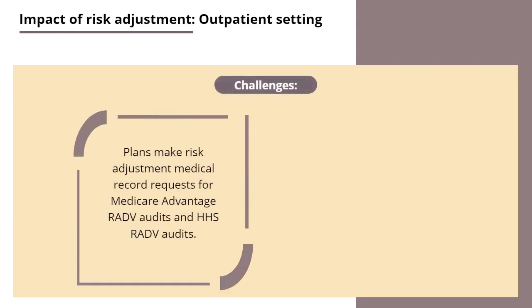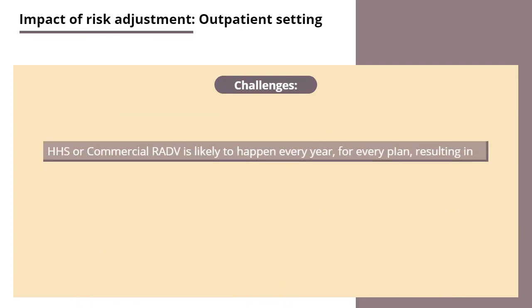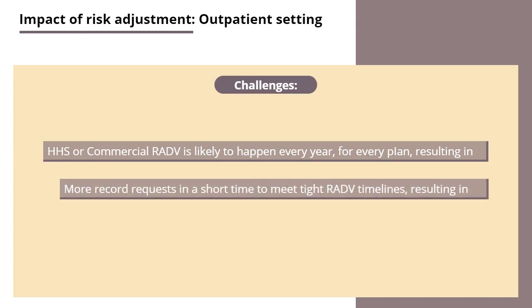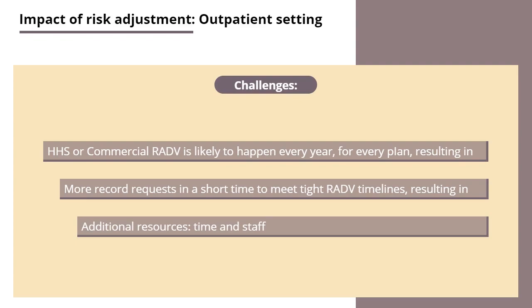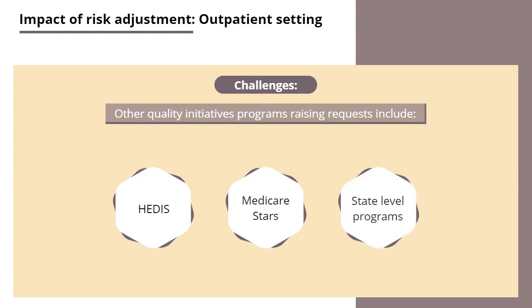Plans make risk adjustment medical record requests for Medicare Advantage RADV audits and HHS RADV audits. The Medicare Advantage RADV audits are carried out on a small number of randomly selected health plans, and the HHS or commercial RADV is likely to happen every year, for every plan. This will result in many more record requests in a short time to meet tight RADV timelines, which requires additional resources such as time and staff. Other quality initiative programs crucial to a health plan's success, which also raise record requests, include HEDIS, Medicare Stars, and state-level programs.